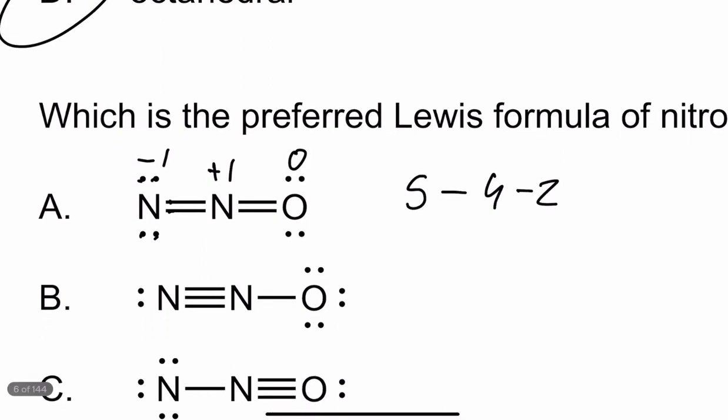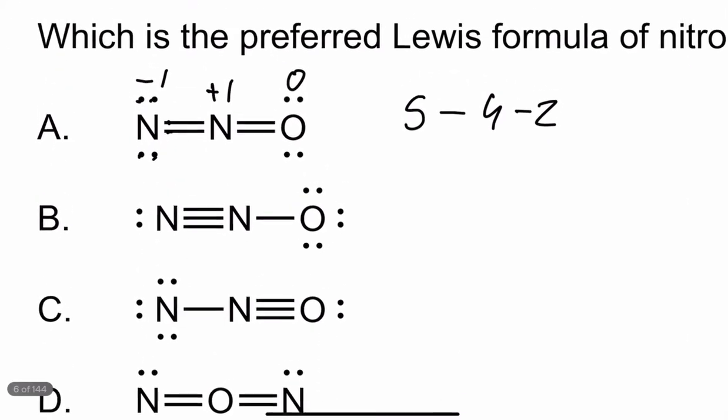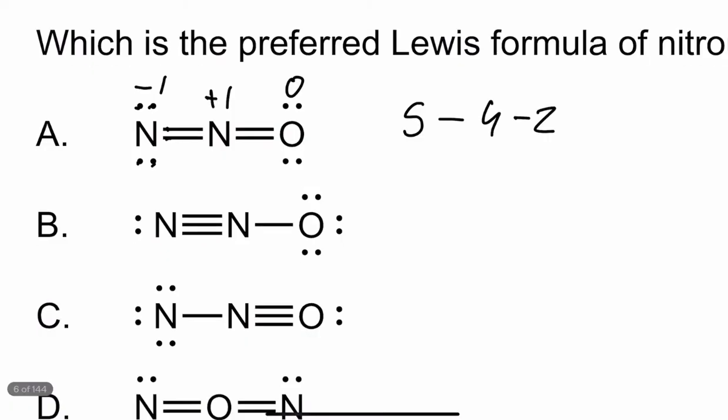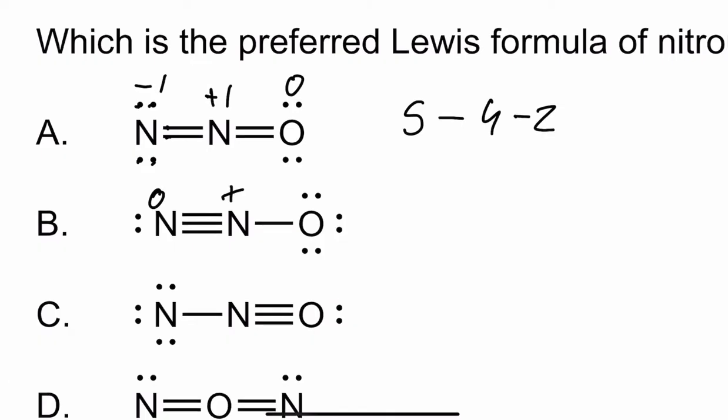So that looks pretty good already, but we have to check the other ones as well, because there might be a better one. So let's check the next one. We have 5 minus 2 minus 3, which is 0. We have 5 minus 4, which is plus 1. And then we have 6 minus 1, which is minus 1.